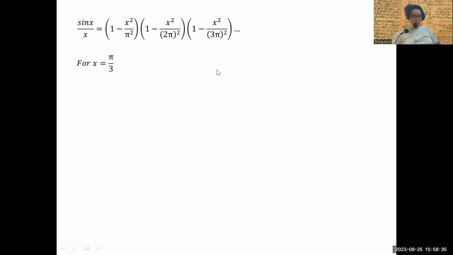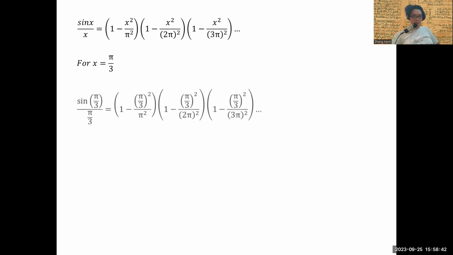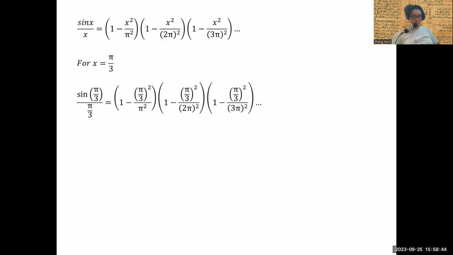So for the first one, I'm now going to take x equals pi over 3. So what happens when x equals pi over 3? If I substitute it in the left hand side, you have sine pi over 3 over pi over 3. And on the right hand side, I replace all the x with pi over 3. So that's the first part. Now, on the left hand side, if I evaluate this part, I have 3 root of 3 over 2 pi. I hope you can see what's going on here.